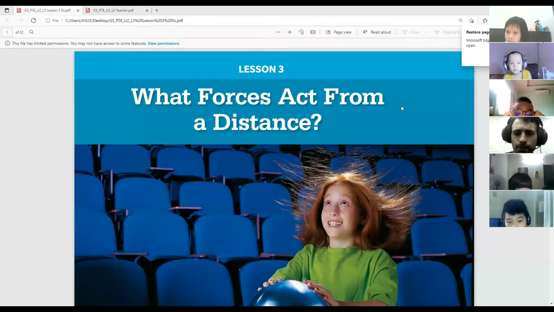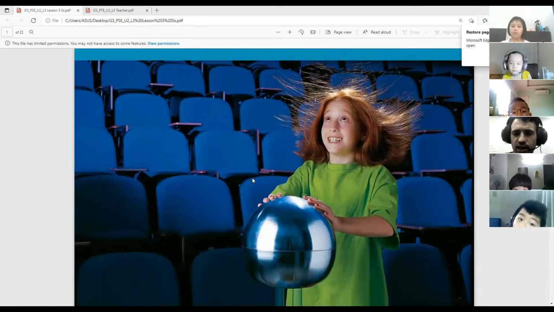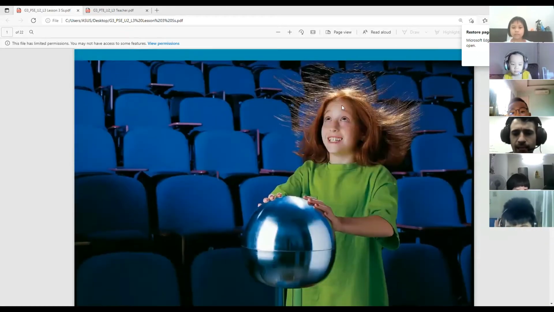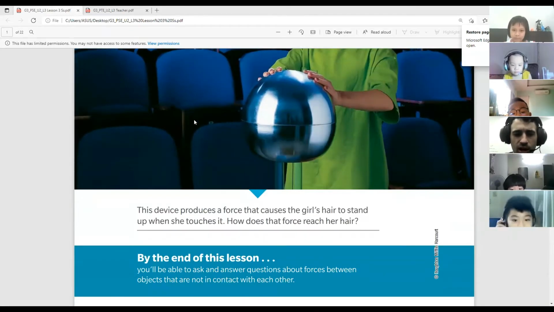Okay, guys, so today we're going to be reviewing lesson 3, what forces act at a distance. What forces act from a distance, okay? Why is this girl's hand... what is she touching? You know, these are all things you should know by now.